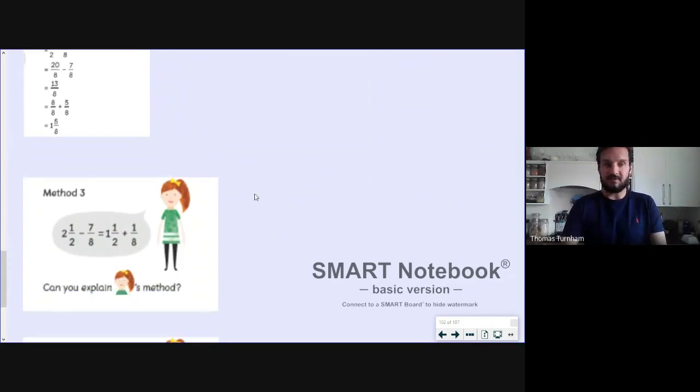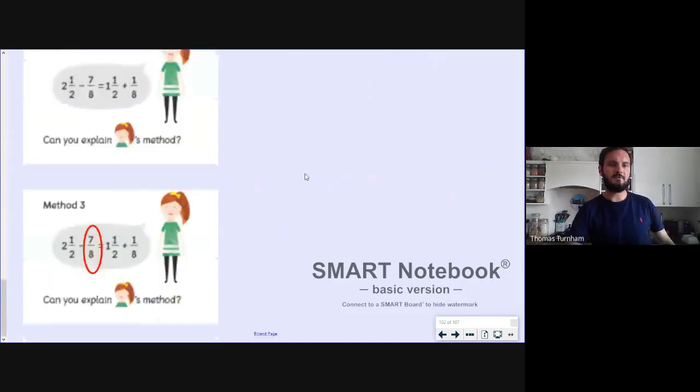There's a different method for this one that I could have used as well. Have a look at this method. Can you explain what she's done? 2.5 take away 7/8 is the same as 1.5 plus 1/8. Well, I've given you a bit of a clue. There's a clue here, sorry.